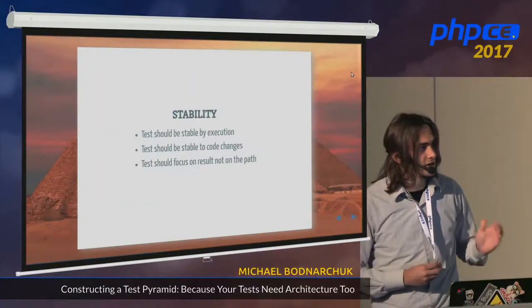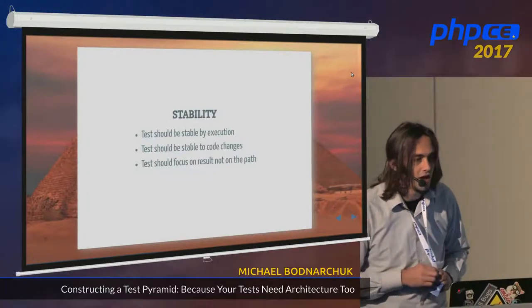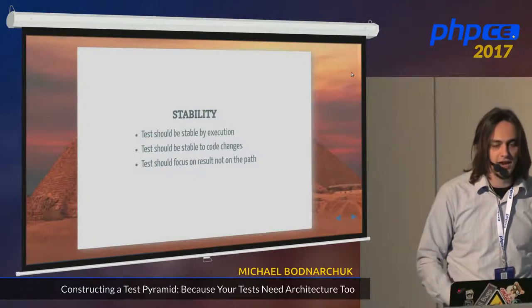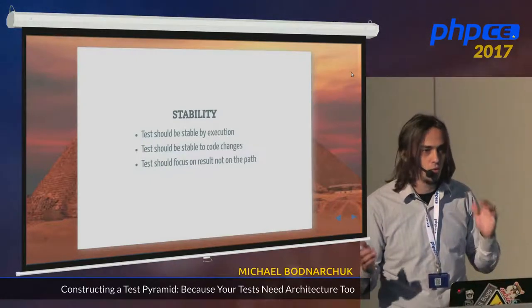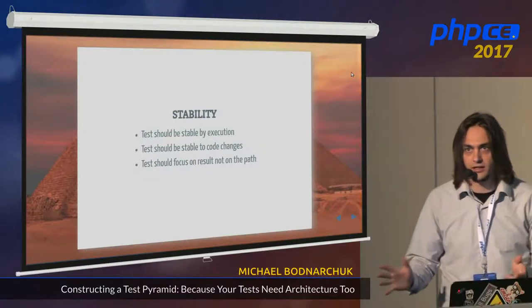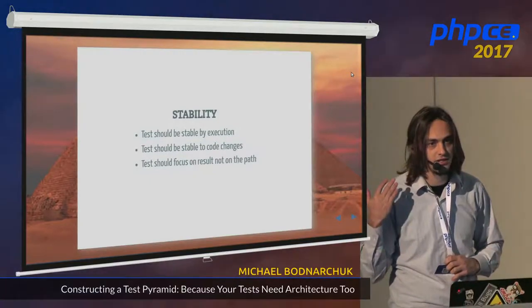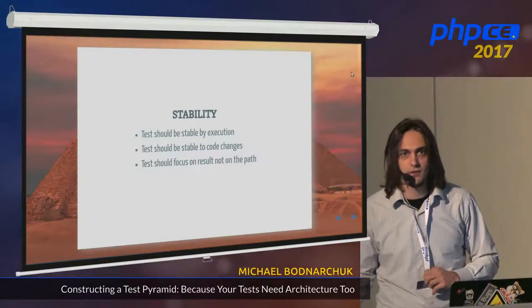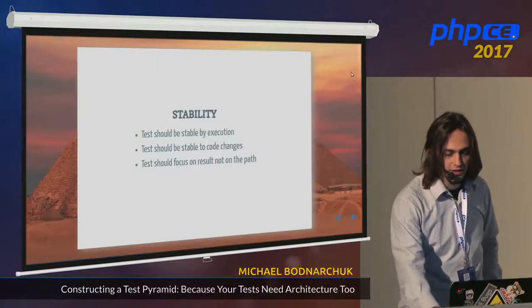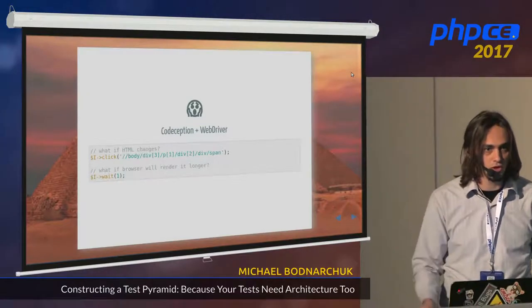The second case is really coupled to the previous example: tests should be stable. They should be stable in two terms, stable to execution and stable to modifications. It's really hard to understand how to make a stable test, but we can try. At least we, as engineers, know which application parts are reliable and which application parts may change in the future. We can make some assumptions about this. And to make stable tests, we need to focus on stable things.